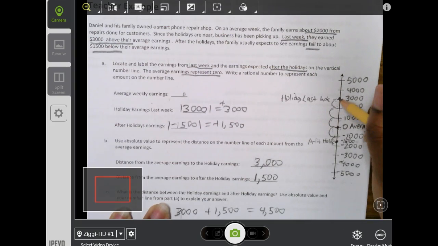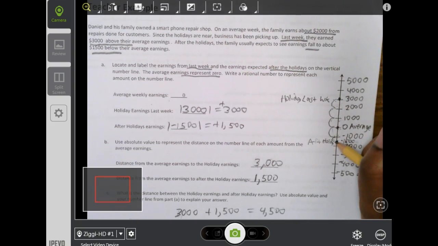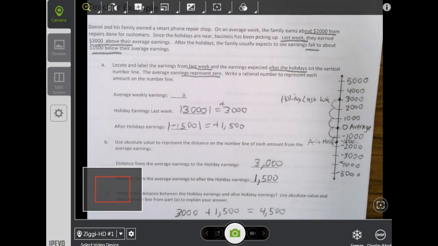Part C, what is the distance between the holiday earnings and after holiday earnings? So the holiday earnings are here, after holiday earnings are here. So if we add them up, we have 3,000 plus 1,500, and our answer is 4,500.